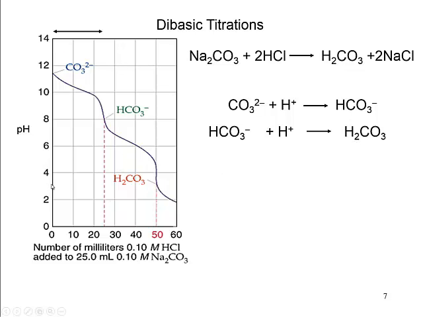Once again, if it takes 25 milliliters to neutralize carbonate, it will take another 25 milliliters of strong acid to neutralize the bicarbonate.